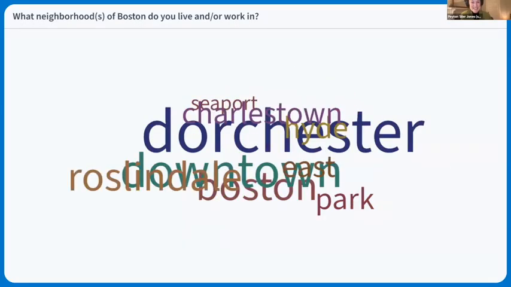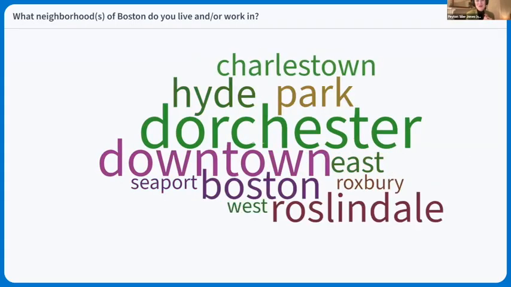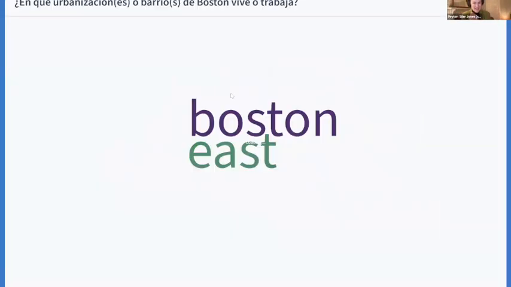Chinatown, great. Okay, they're really coming in now. The dance of the Boston neighborhoods. Okay, this is great. We see some Charlestown as well. Fantastic. Well, so glad we have folks from West Roxbury in the room now. Okay, and then we have East Boston as well. Fantastic.